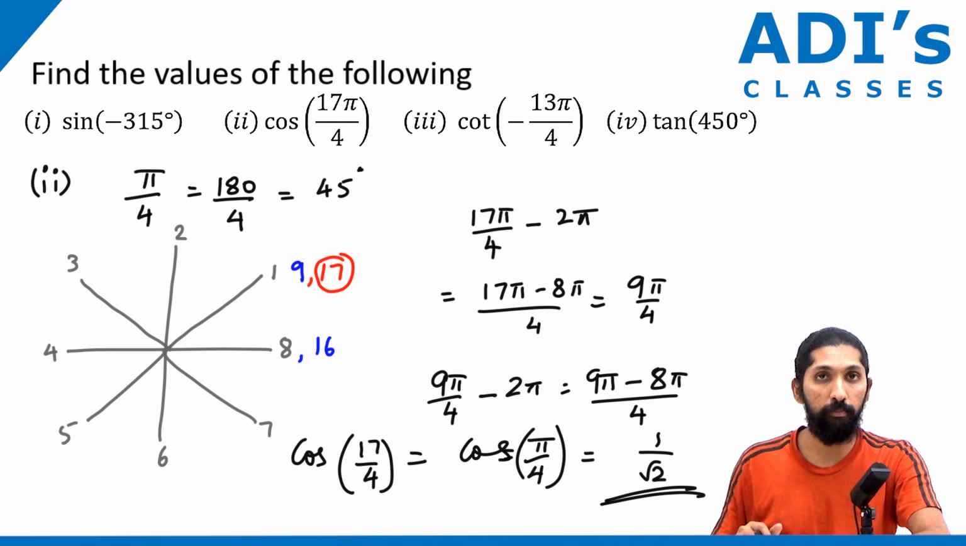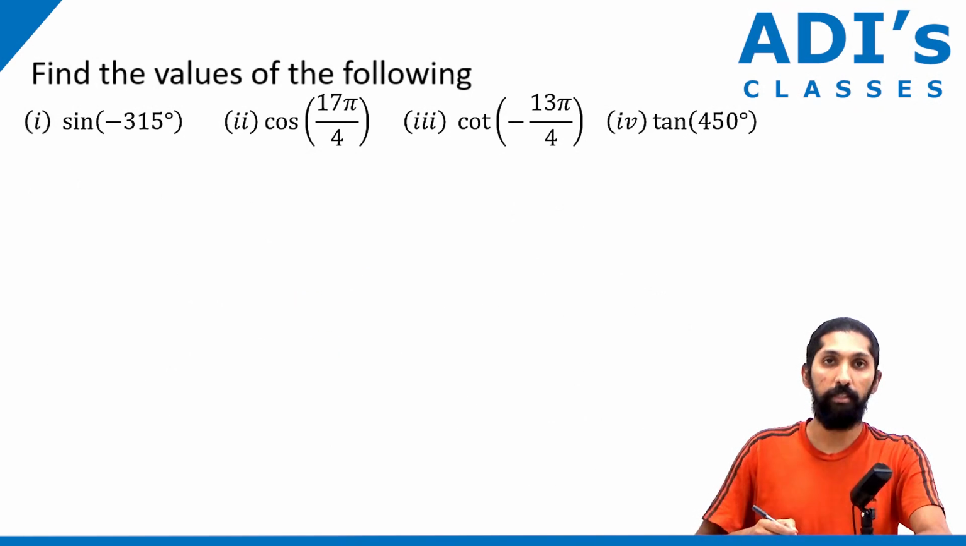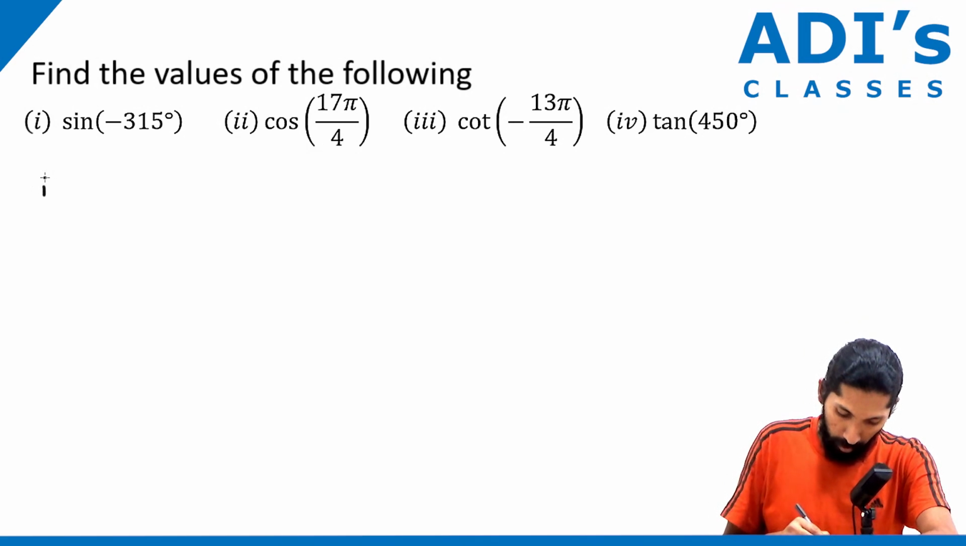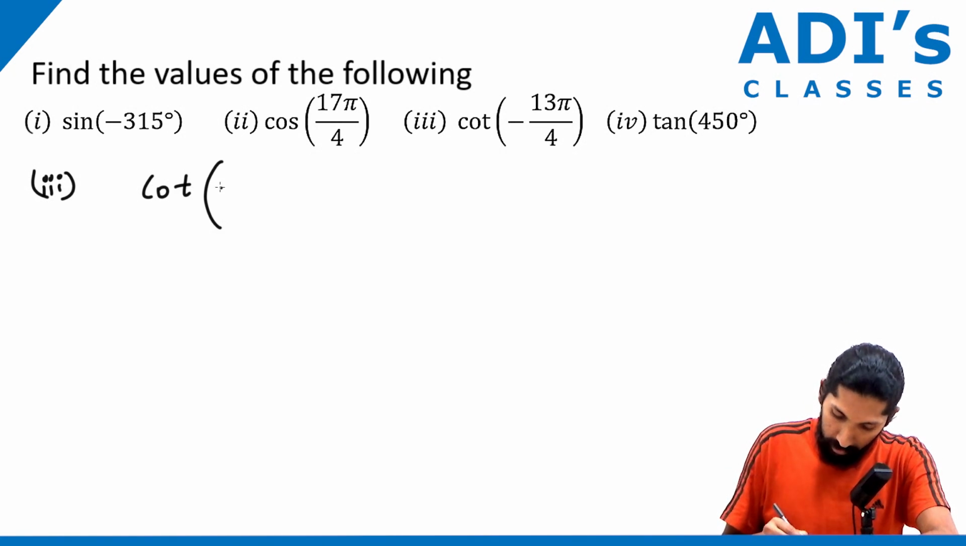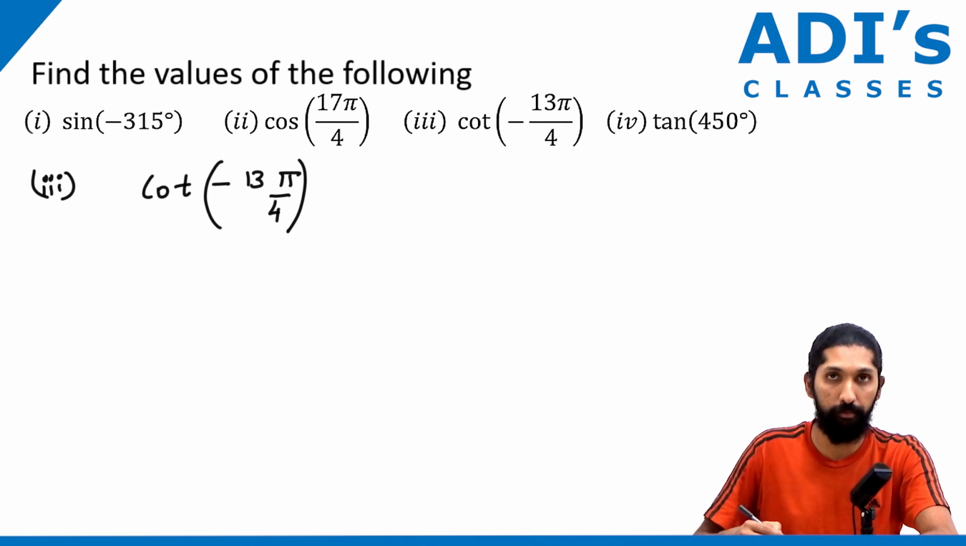The third one is again in terms of radian. See, the third one, you have cot of minus 13 pi by 4. Again, we have a pi by 4, correct?